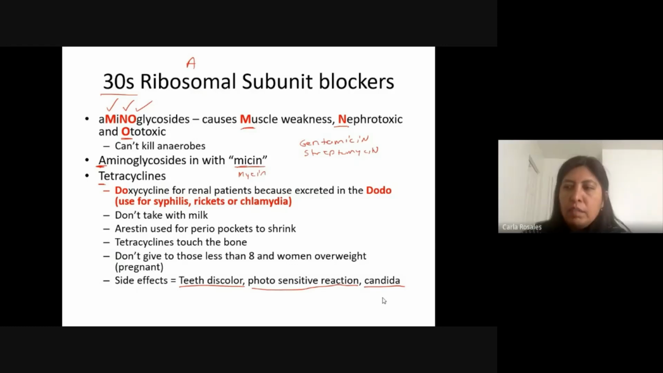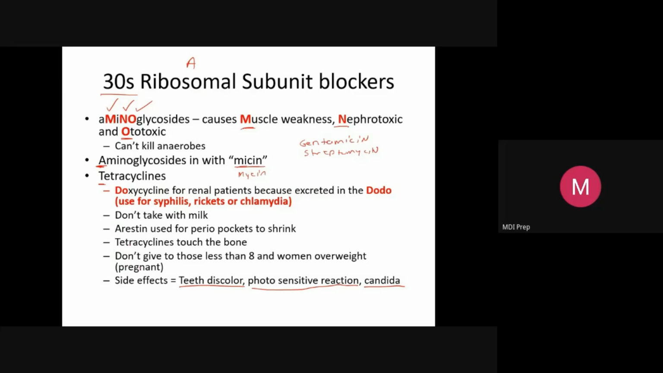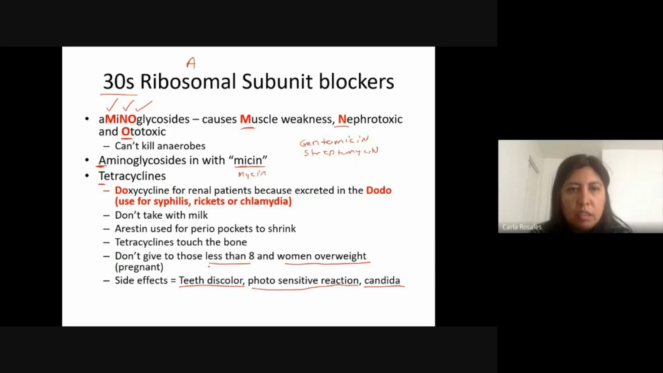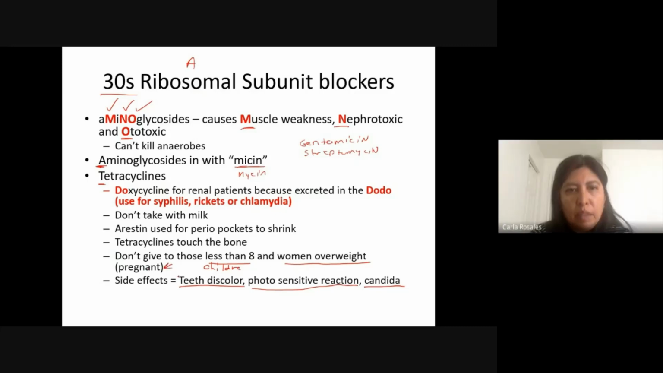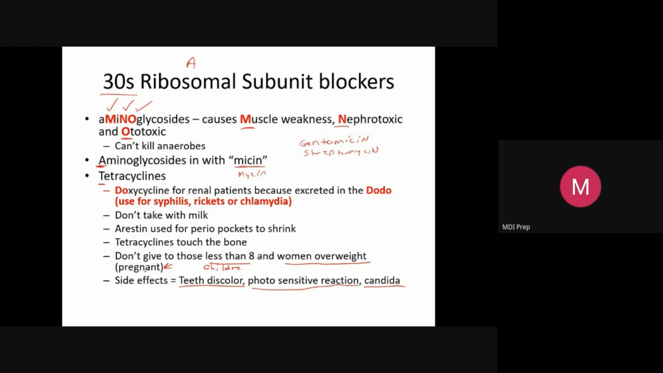Okay. Now look at this mnemonic. Don't give to those less than 8 and women overweight. Let me tell you what this means. Less than 8 and women overweight. So less than 8 meaning basically children, right? Overweight, we're talking about somebody who's pregnant. So you don't give it to pregnant women and you don't give it to children, right?